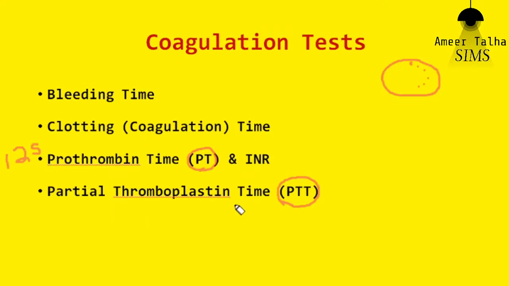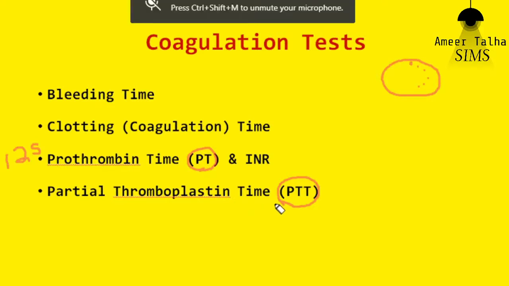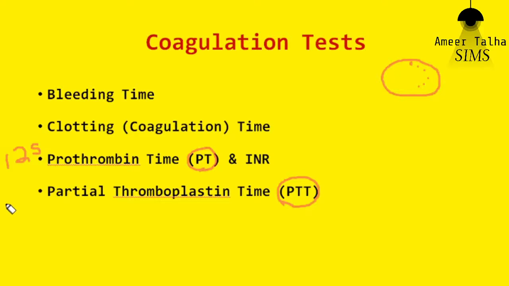Partial thromboplastin time is determined by the same technique, and instead of exposure to the tissue factor, we expose the blood sample to glass or kaolin, factor 12, which will initiate the intrinsic pathway. And the normal partial thromboplastin time is around 30 to 40 seconds. In some labs, 50 seconds is considered normal as well.